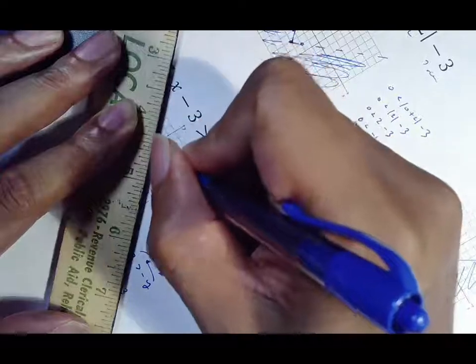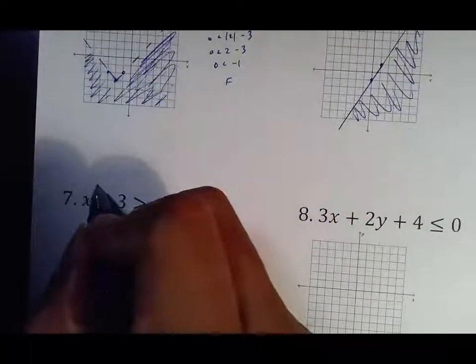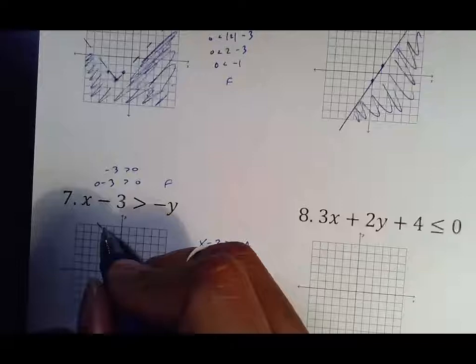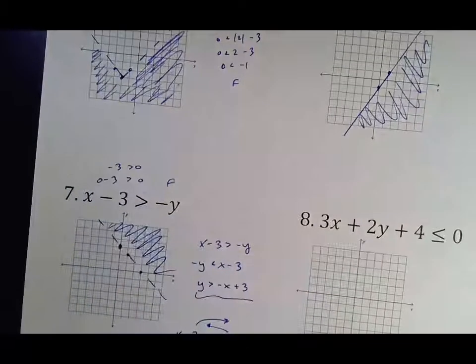Dashed line, because it's less than. Testing 0, 0, 0 minus 3 is greater than 0, negative 3 greater than 0, which is false. So we stay on this side.